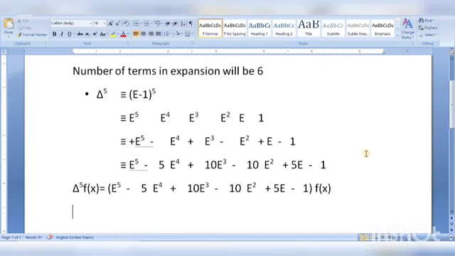So in the next lecture, we will see more generalization of this binomial expansion, that is how we can immediately write down the expansion of the bracket, and we will solve some examples on the shift operator or the relation between delta and e.